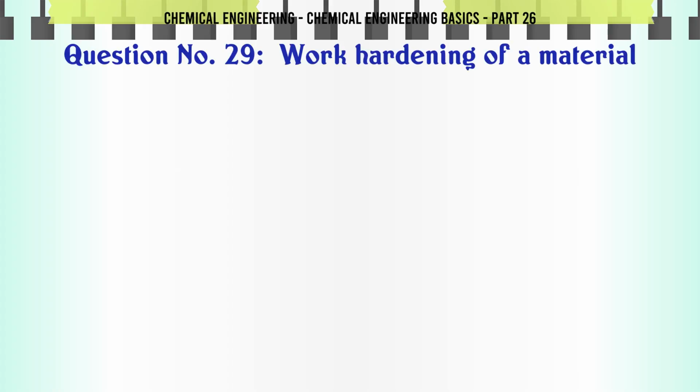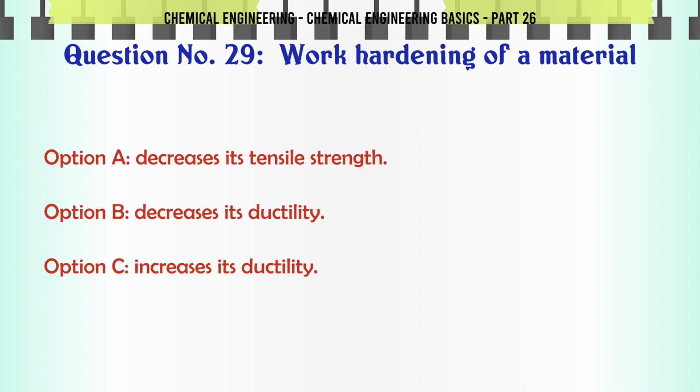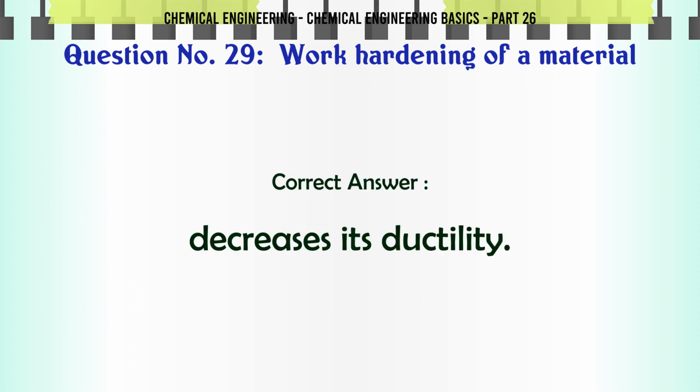Work hardening of a material. A. Decreases its tensile strength. B. Decreases its ductility. C. Increases its ductility. D. Does not affect its ductility. The correct answer is decreases its ductility.